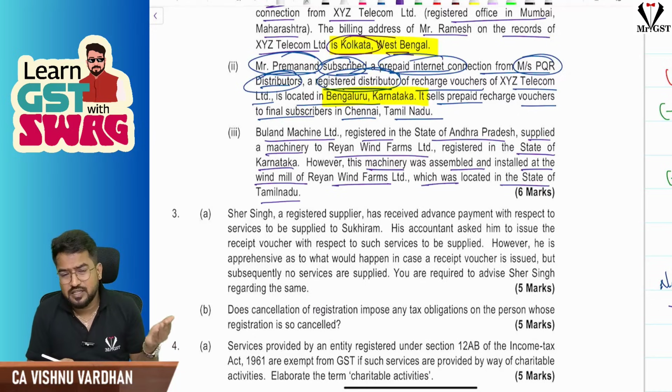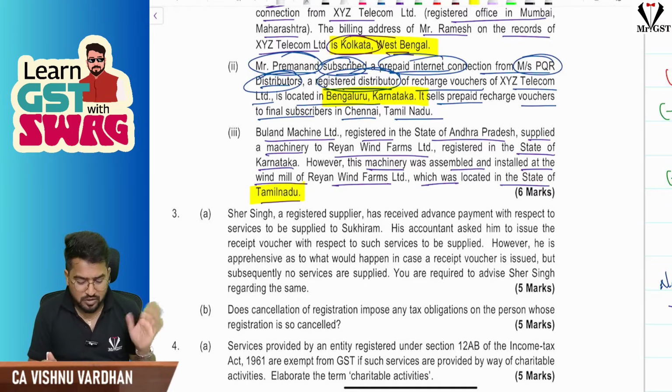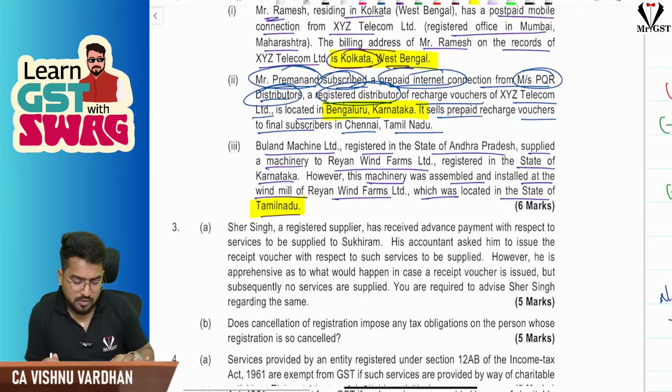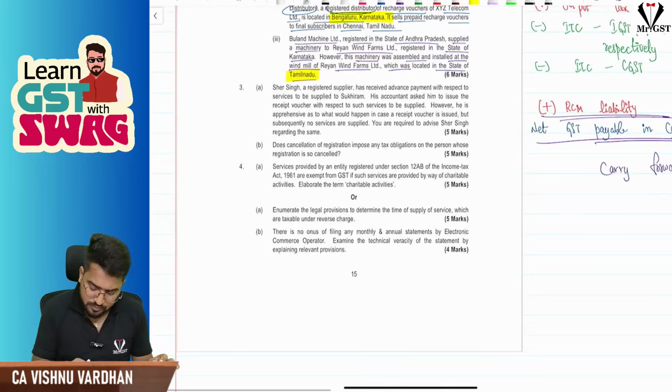Sir, this is regarding the goods where assembly or installation is required. In that case, what is the place of supply, ma'am? Where the goods are installed, correct? So Tamil Nadu, easy one. So this is the place of supply for these three things. Super. Let us move on to the next one.